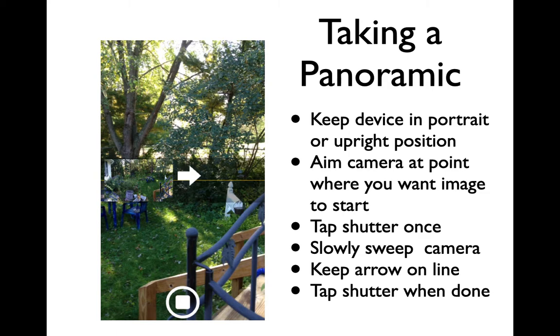Then very slowly sweep the camera in the direction of the arrow, trying to keep that arrow the best you can on that yellow line. And when you have finished, tap the shutter again. And it will show up in both Photos and in your camera roll on the camera app.